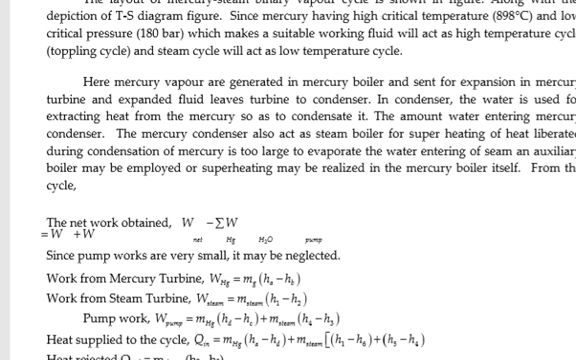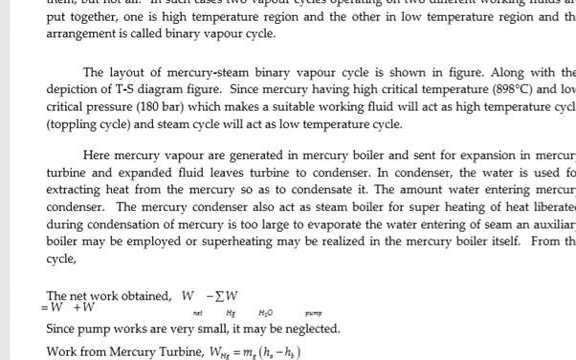Along with the depiction of the T-S diagram figure, mercury has a high critical temperature, very high, 890 degrees Celsius, and a low critical pressure, 180 bar, which makes it a suitable working fluid that acts as the high temperature cycle, the topping cycle. The steam cycle will act as the low temperature cycle. That is, the steam cycle is considered the low temperature cycle.